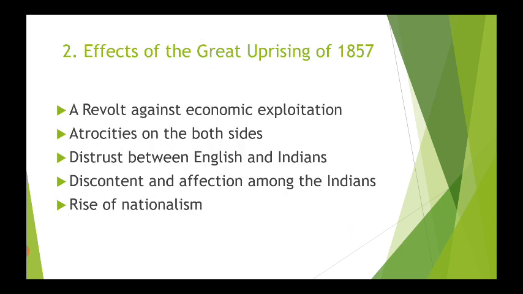Next one, effect of the Great Uprising of 1857. We have already learned how the revolt took place. The ill treatment shown to Bahadur Shah II, the treatment given to Nana Sahib and the Rani of Jhansi, military exploitations, the annexation of the states. All these reasons were there. The immediate cause, the greased cartridges, was the reason for the revolt of 1857.